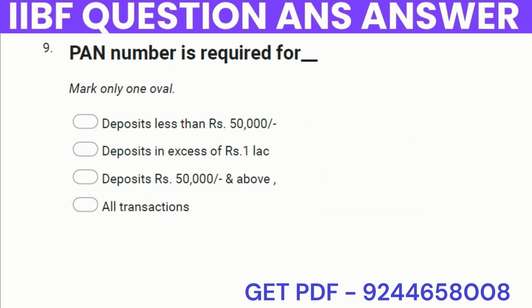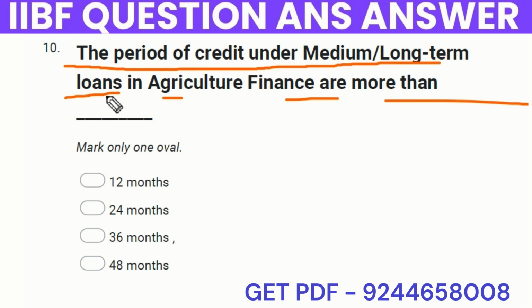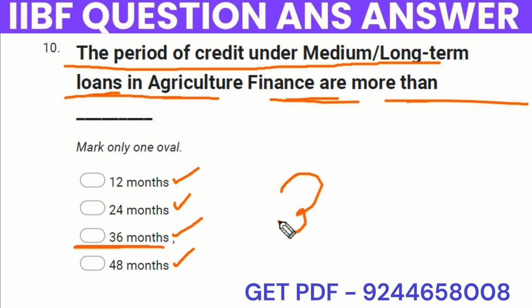Next question. The period of credit under long term loans in agriculture finance is more than how many months? First option, 12 months; second option, 24 months; third option, 36 months; fourth option, 48 months. 36 months is the right answer. Third is the right answer.